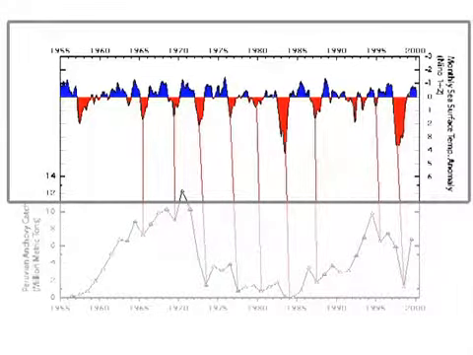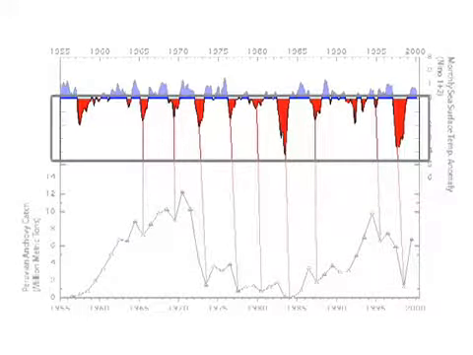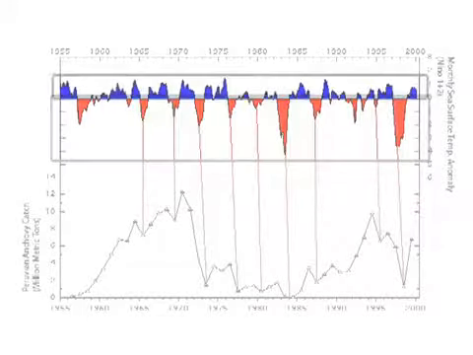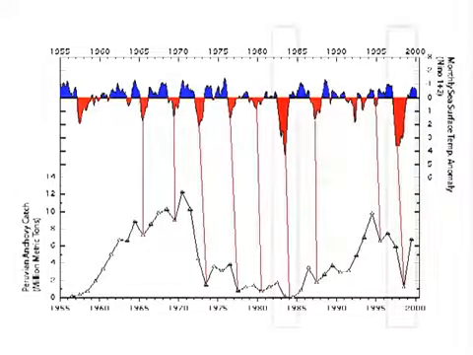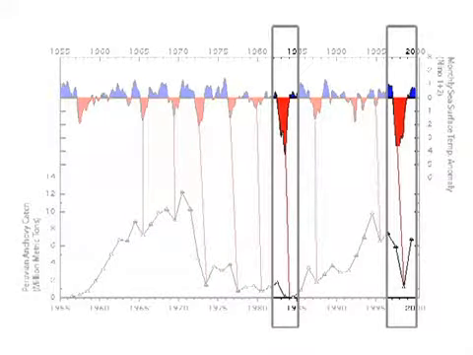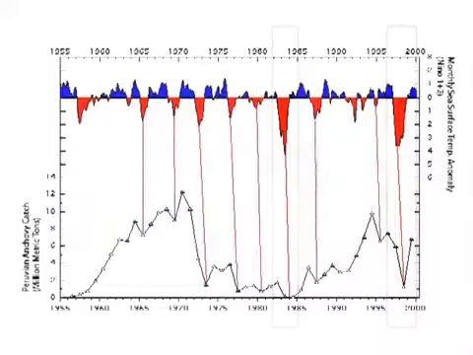The upper graph shows how temperature differs from the average over the years 1955 to 2000. Red areas are warmer than average. Blue areas are colder than average. The El Niño periods, 1982 to 1983 and 1997 to 1998, are much warmer than average.